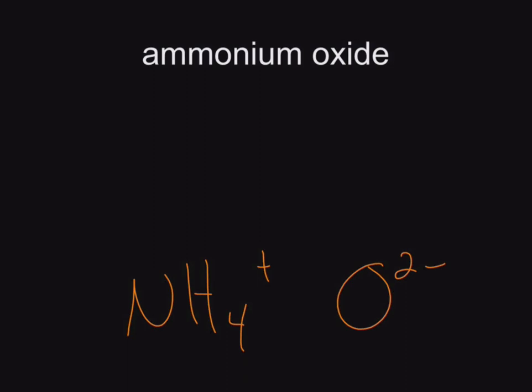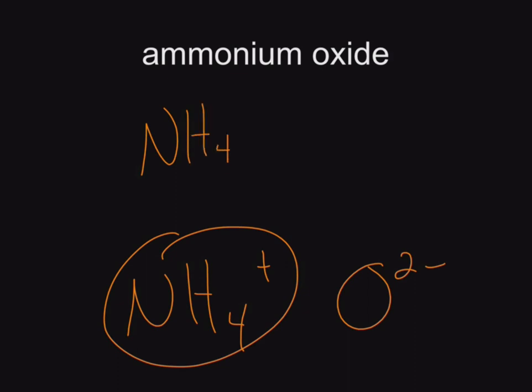Ammonium oxide. Ammonium is NH4 with a charge of +1. Oxygen, oxide is -2. So here we're going to need 2 ammoniums. And we do that by putting the NH4 in parentheses with a 2 and then the O for oxygen.